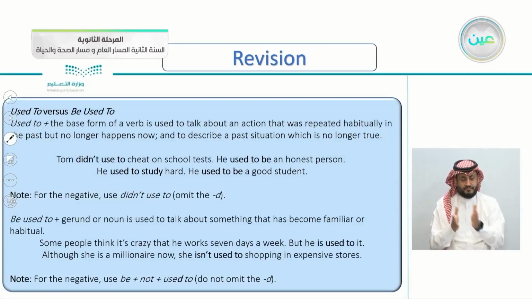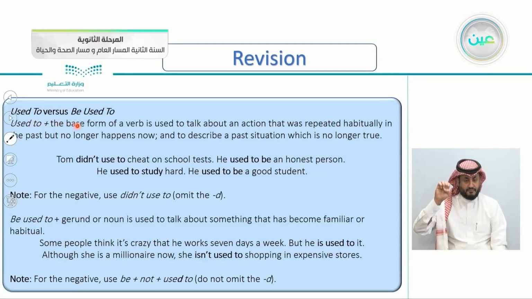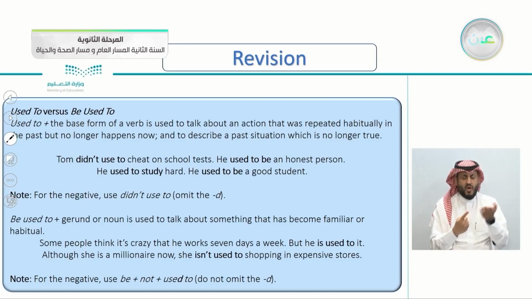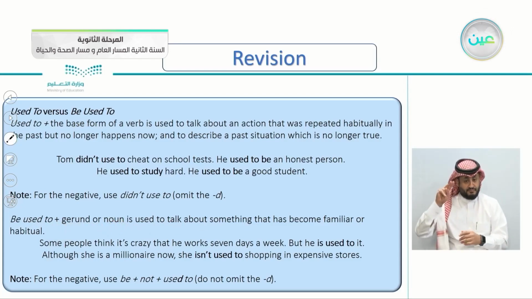Then we learned about used to and be used to. Used to plus the base form is for talking about a habit from the past that you don't do anymore, and be used to plus the gerund or a noun is for talking about something that has become familiar or habitual. So we're talking about the present.